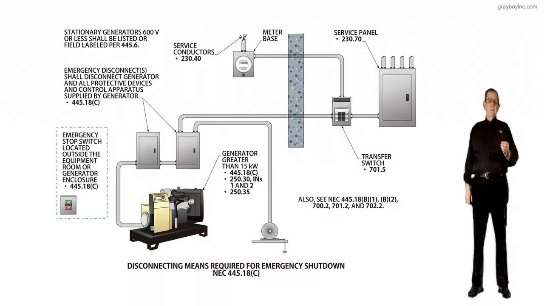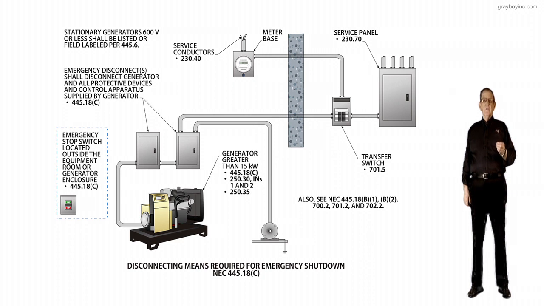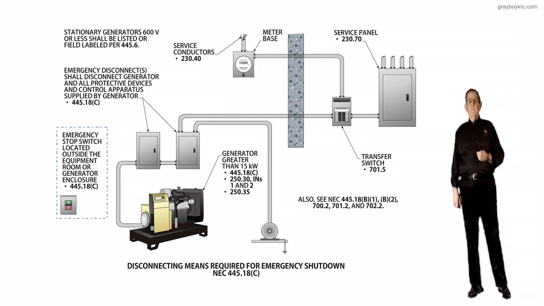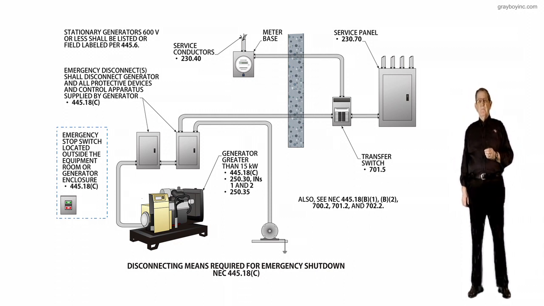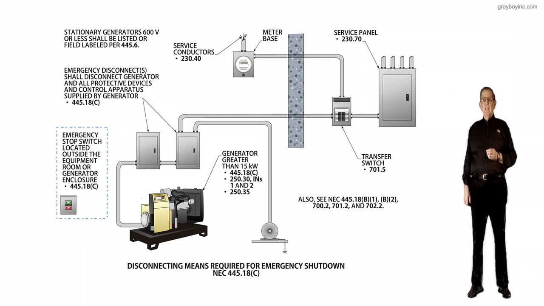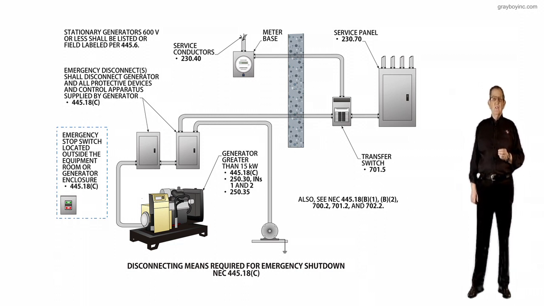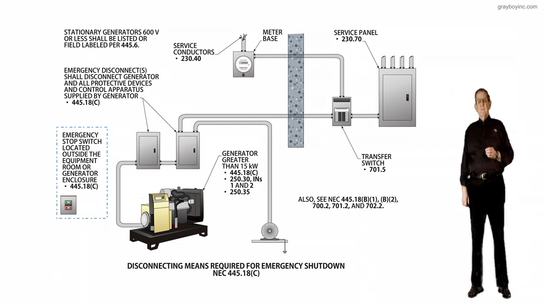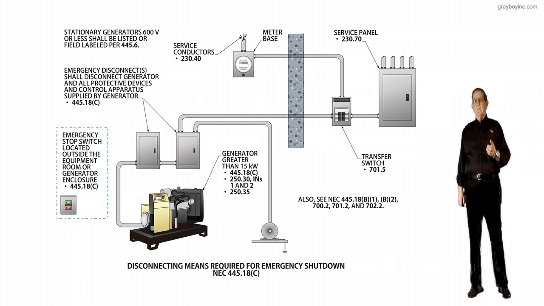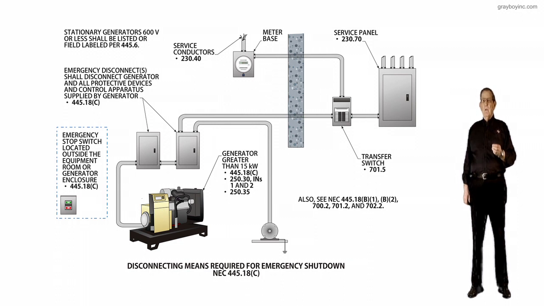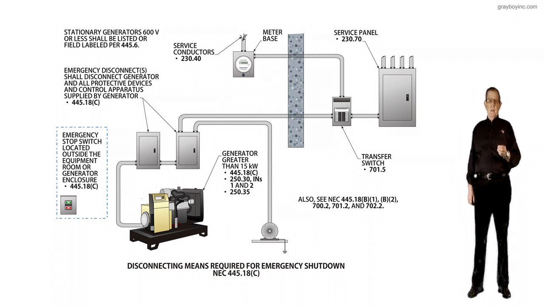This illustration deals with the disconnecting means required for emergency shutdown in accordance with NEC 445.18(C). The purpose of the change was to accept a revision. A revision has been made to clarify the requirements for remote emergency shutdown of generators.